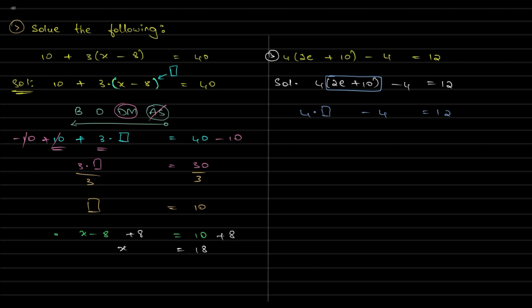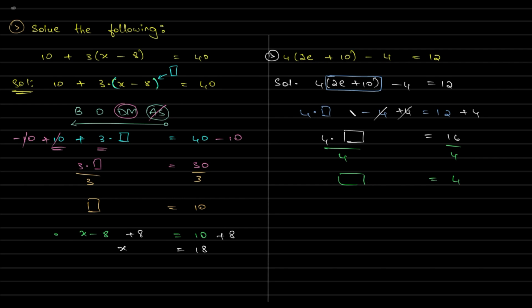So let's come back. As per BODMAS, I need to eliminate this by doing what? By adding 4 on both sides. So that and that get cancelled. 4 times the box is equal to 16. Next step is what? Quite simple. Divide by 4 on both sides. So we have the box is equal to 4. 16 divided by 4 is 4.